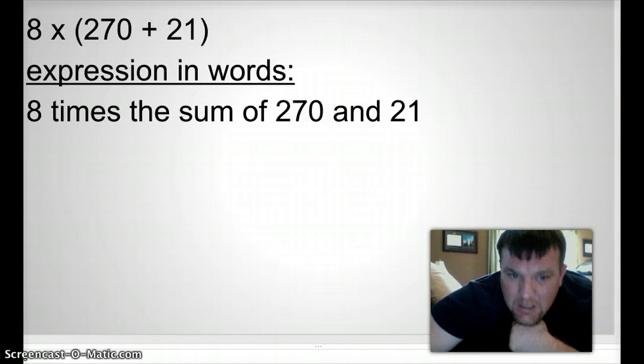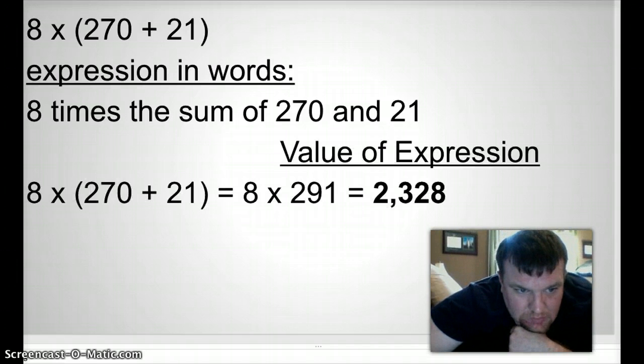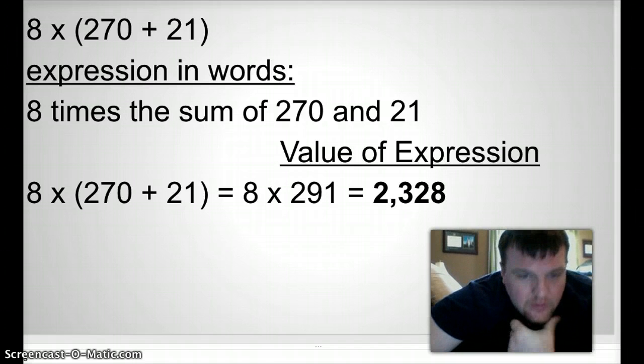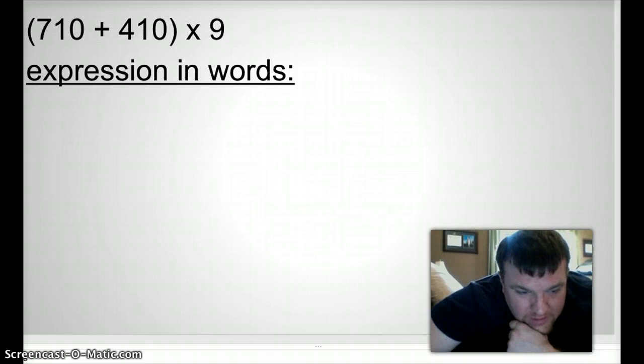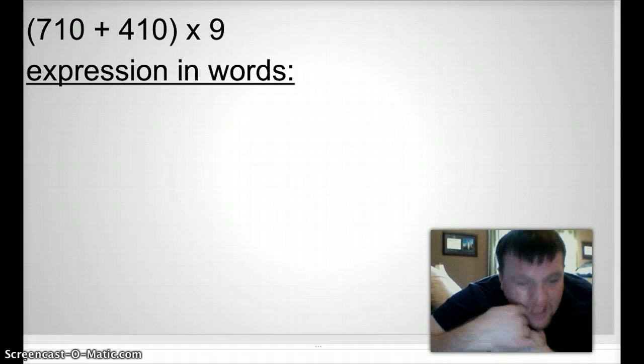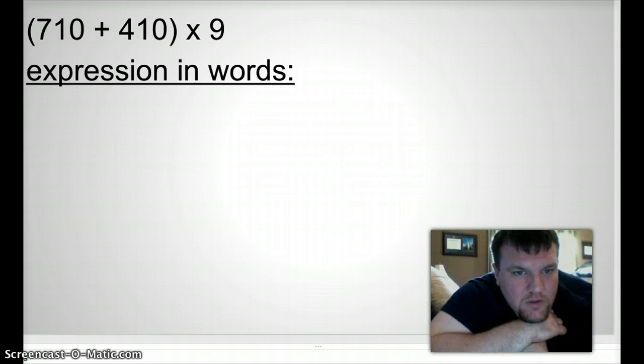which you should have gotten this right here, 2,328. Try another one. How would you say this one in words? Make sure you're writing, and then also try to solve it after you get it in words. Try to solve the problem.